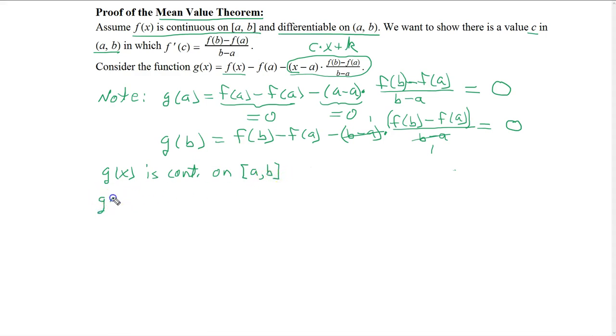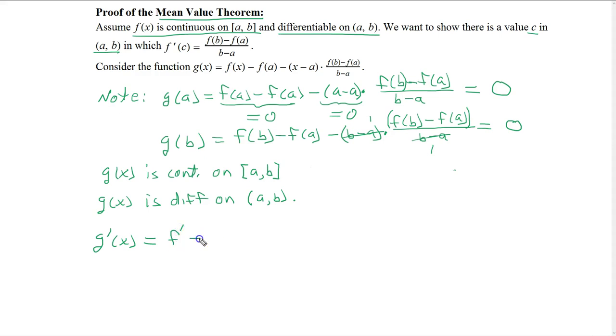Also, g of x is differentiable on the open interval a, b. Now, why is it differentiable on the open interval a, b? Well, if we look at the derivative of g, g prime is going to be the derivative of f minus, now what we have here, well, let's first note that the derivative of f of a is 0 because that's a constant, so we don't need to worry about that. Now this piece right here is like negative x minus a times this constant right here.